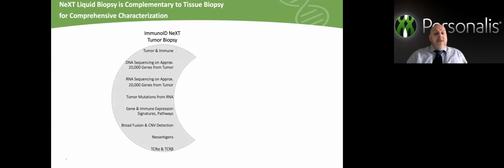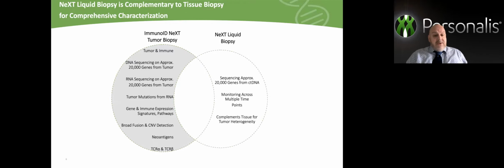So if you're looking for the full characterization of the tumor, the tissue remains important because you can access important information about the tumor microenvironment. You can robustly interrogate the RNA for tumor mutations, gene and immune expression signatures, and pathway analysis, fusions, CNV detection, and other variants, TCR alpha and beta clonality, and other important biomarkers as indicated on the left side of the shown Venn diagram, representing our ImmunoID Next platform. So we think that tissue sequencing remains very important because this kind of information can be very challenging in plasma.